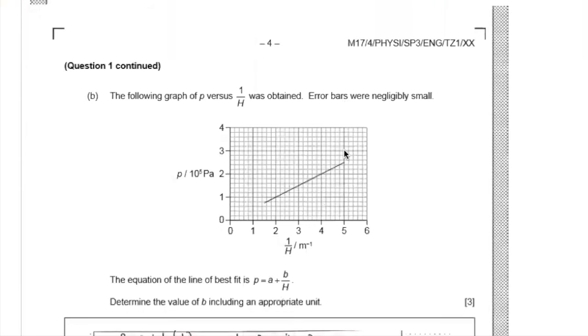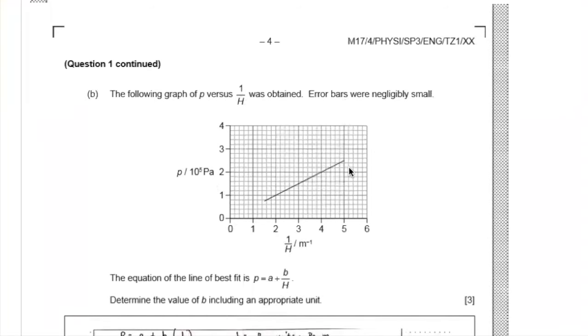So here, next. The following graph of P versus 1 over H was obtained. Alright, so we can see here that 1 over H is the x-axis and P is the y-axis. Error bars were negligibly small. The equation of the line of best fit is P is equal to A plus B over H. Determine the value of B including an appropriate unit. So we're looking for B.